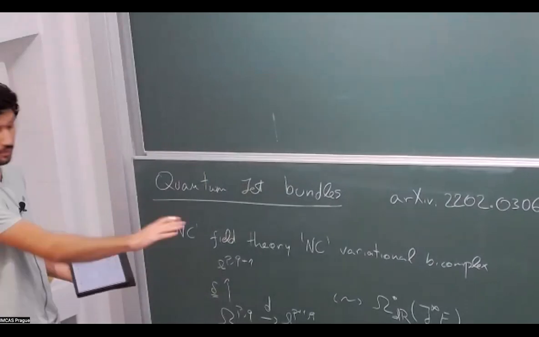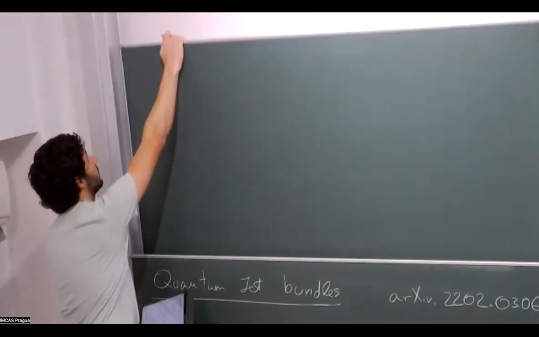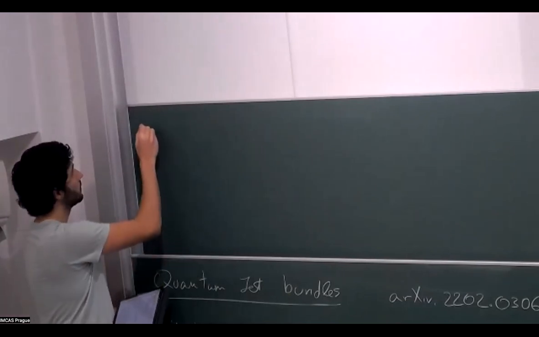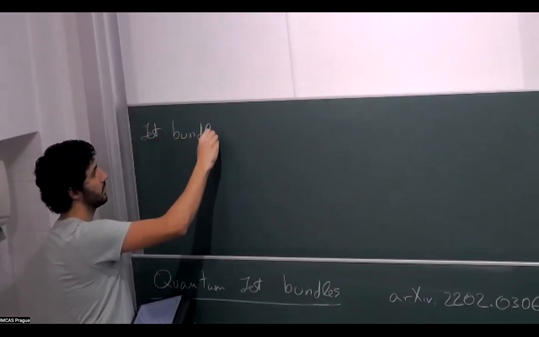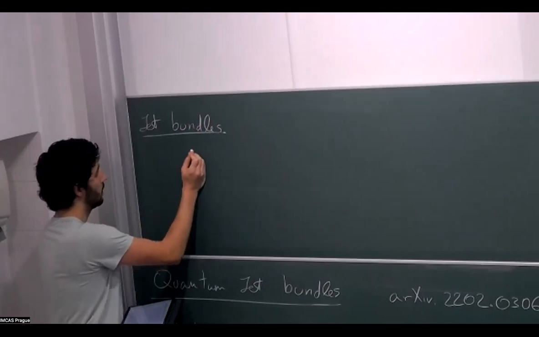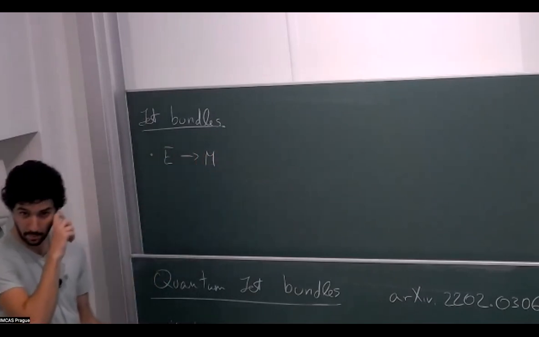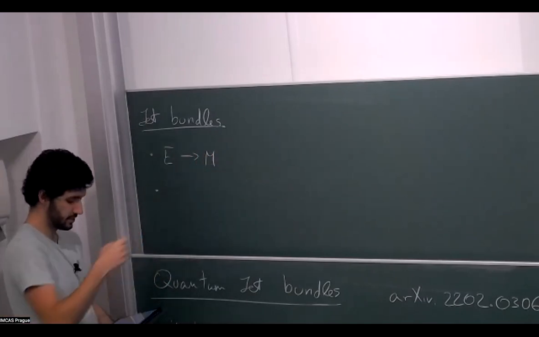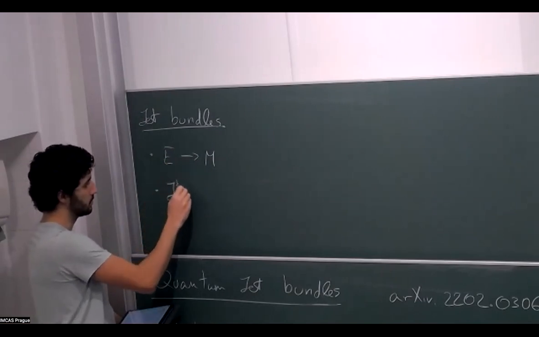Let us just review what the jet bundles are so that everyone is comfortable with what's happening. Classically speaking, if we have any fiber bundle over a manifold M, then we can build the jet bundle from this bundle. So this would be written like this.